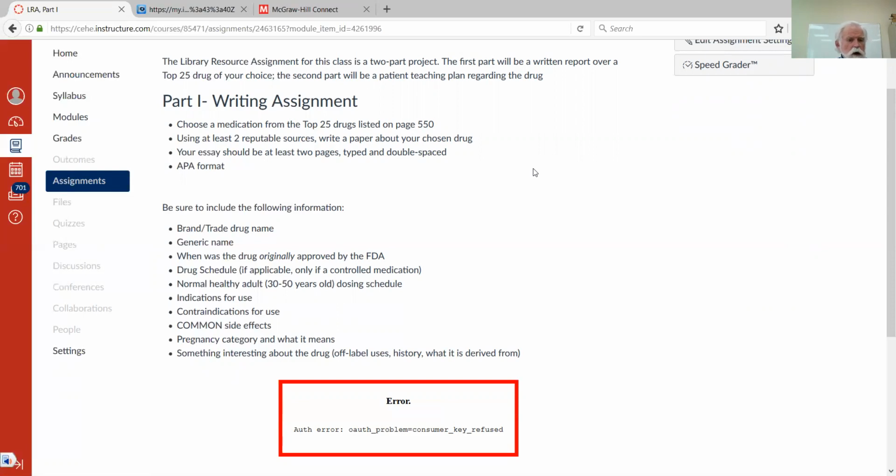So we're going to choose a medication, a drug, from page 550 in the text. And you will make the choice as to what drug you'd like to study. What I find is that a lot of times people will have family members taking drugs, and they'll say, well, gee, I'd like to know what this drug is doing for my Aunt Sally or whatever. That's perfectly good. If you don't have anyone who's taking any of the drugs on that list, randomly pick one.